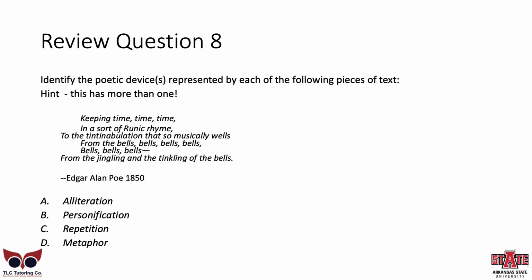Identify the poetic device or devices represented by each of the following pieces of text. Hint: this has more than one. Keeping time in a sort of runic rhyme to the tintinnabulation that so musically swells from the bells, bells, bells, from the jingling and the tinkling of the bells. Edgar Allan Poe, 1850. Would this be alliteration, personification, repetition, or metaphor?